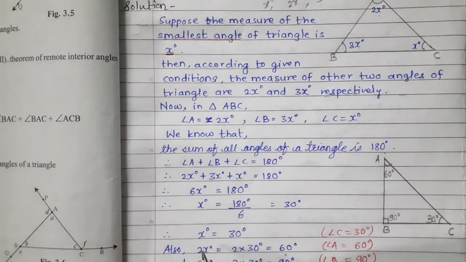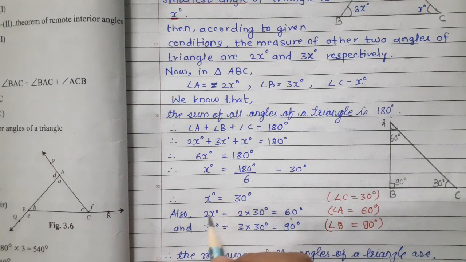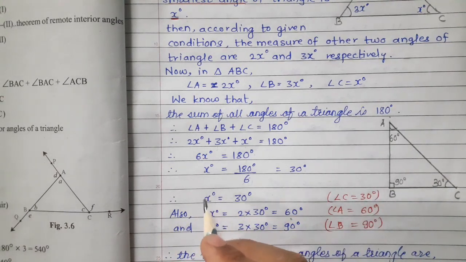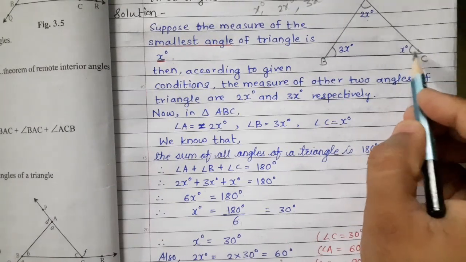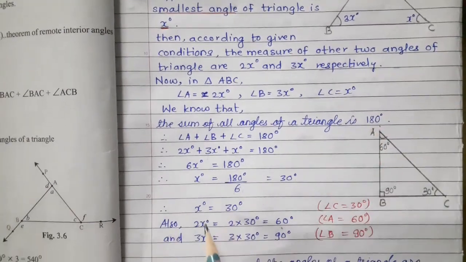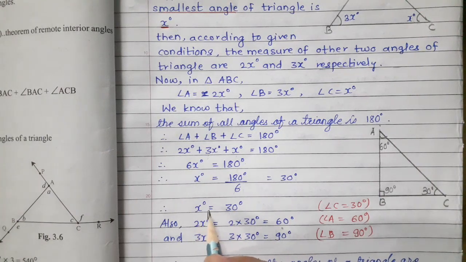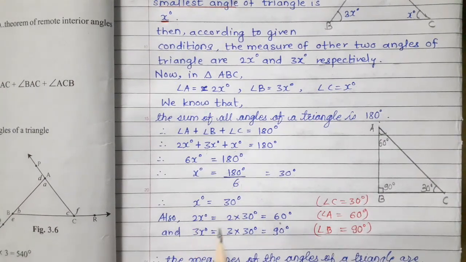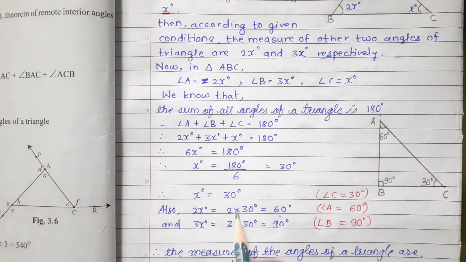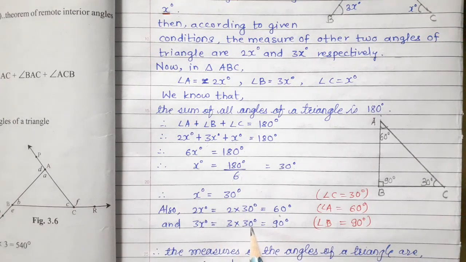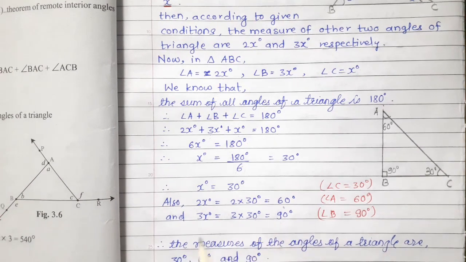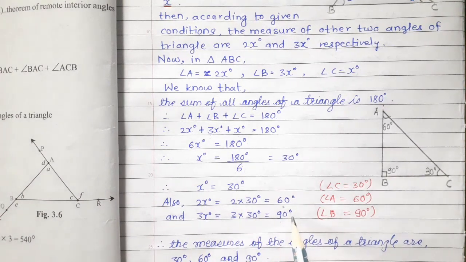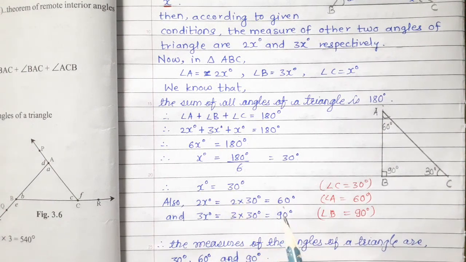30 degree. Now the measure of angle C is 30 degree, because x is the smallest angle, and in the figure the measure of angle C is x degree. So here x is 30 degree. Also 2x, put the value of x as 30 degree. So 2 multiplied by 30 degree is equal to 60 degree, and 3x degree, put the value of x, 3 multiplied by 30 degree, then we have 90 degree. So we have the measures 30 degree, 60 degree, and 90 degree.